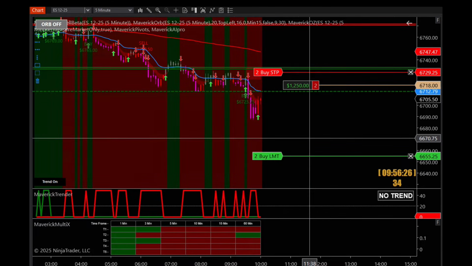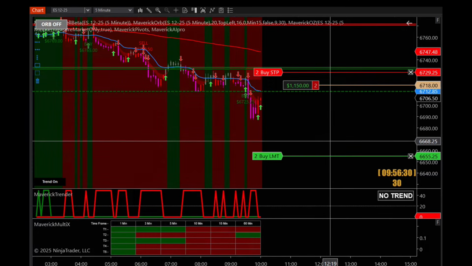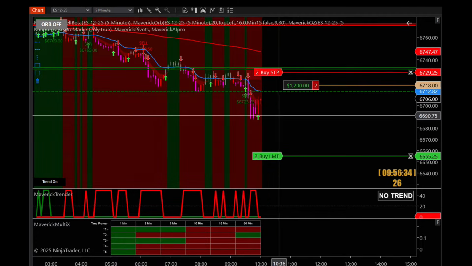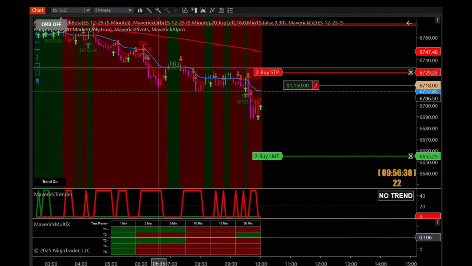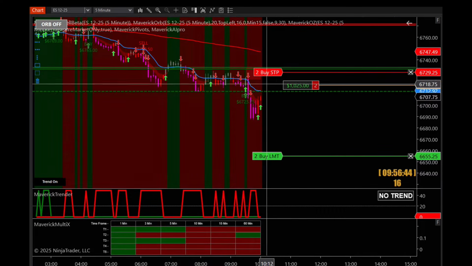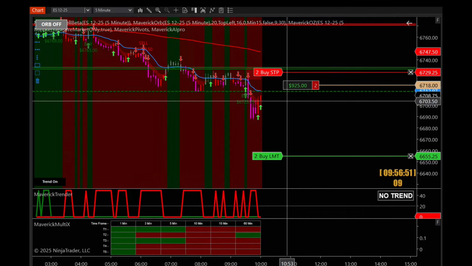If we keep retracing, I'll probably close it out for about a $1,000 gain, but I am going to keep watching this. I'm going to let the Maverick AI Pro tell me. If the Maverick Multi-X starts turning mostly green, if my Maverick trender has a green line that pegs to the top, or if we start getting quite a bit of retracement, I'll just close it out for a $1,000 profit.